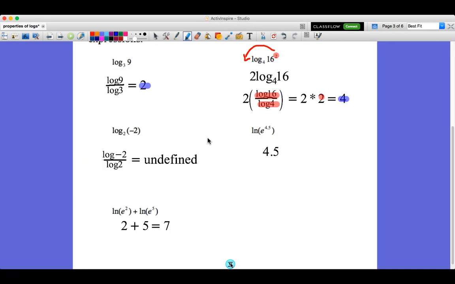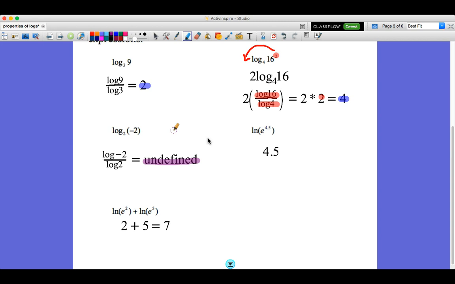The third one says log base 2 of negative 2. If we try to type that in our calculator, so if we try to plug in log of negative 2 over log of 2, that's actually going to tell us that this one is undefined. So if you get undefined, that's fine. So if you're trying to figure out what would we raise 2 to get a negative 2, anytime you're trying to get a negative as your answer, it's going to be undefined. So that's fine there. Second to last one says ln.